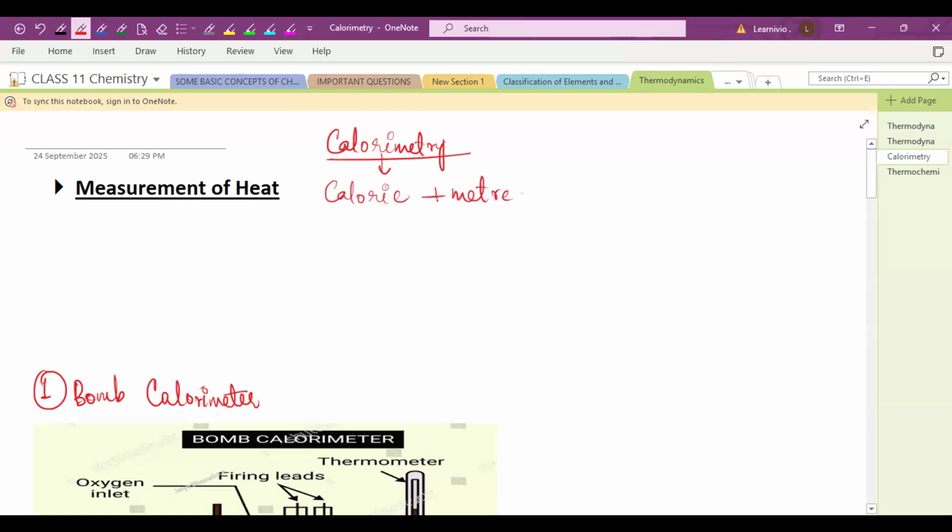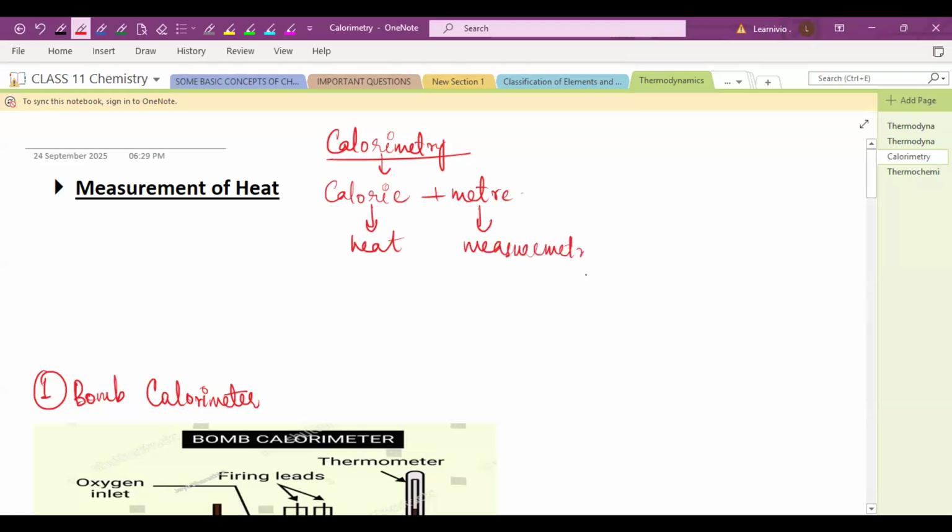And what does calorie mean? Calorie is the unit of energy, means heat energy. Because we are just talking about thermodynamics. In thermodynamics, what are we studying? We are studying about heat, right? So here the calorie means heat. And what is meter? Meter means measurement.